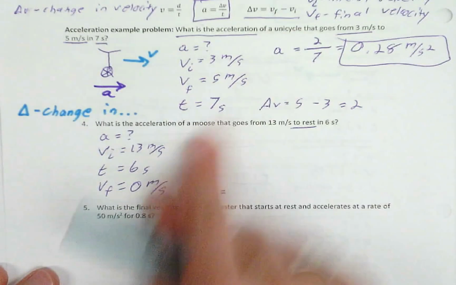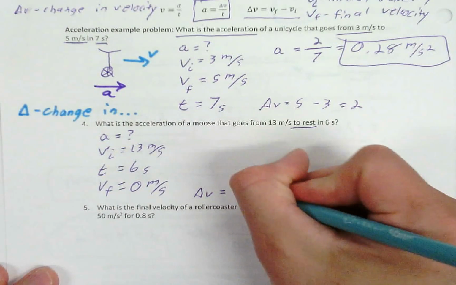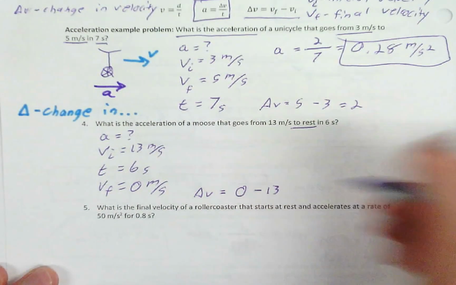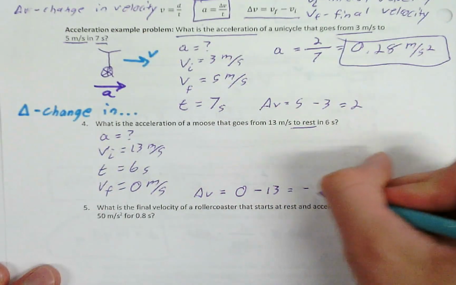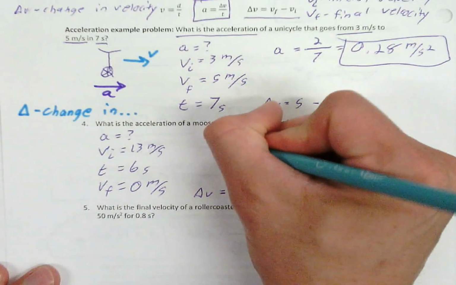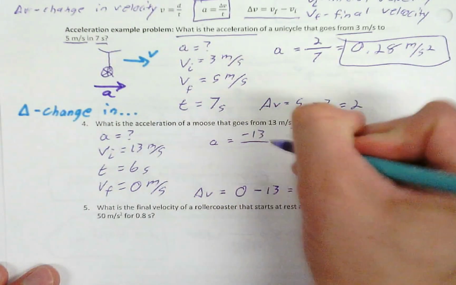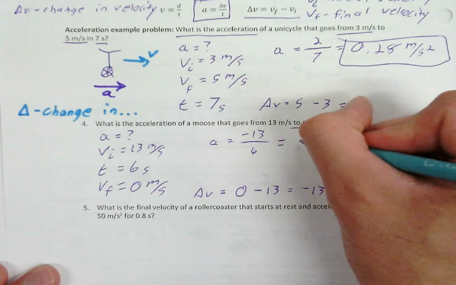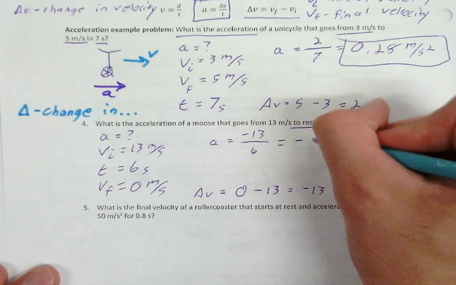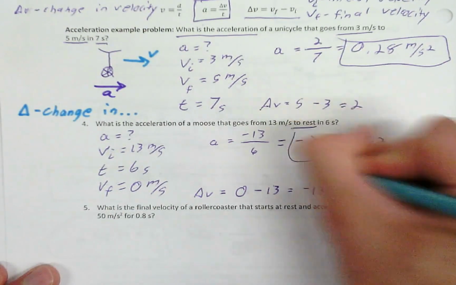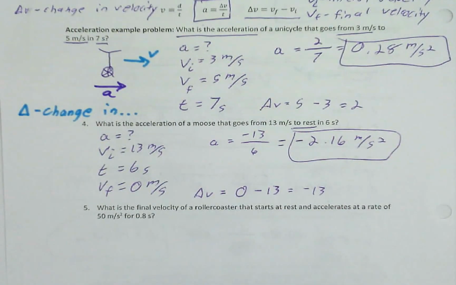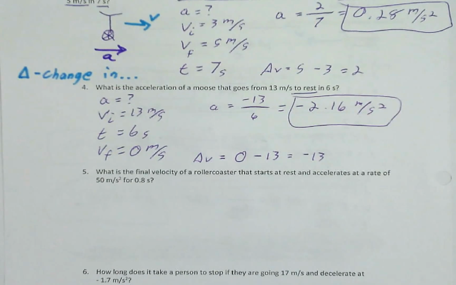My final, it ended at rest. So it's 0 minus 13. It is not 13 minus 0. That means delta V is negative 13. That means A equals negative 13 over 6, which should be 2.16. Negative 2.16. So be careful there. Can you round up? Yes, you can. Like 2.17, you mean? That's fine.